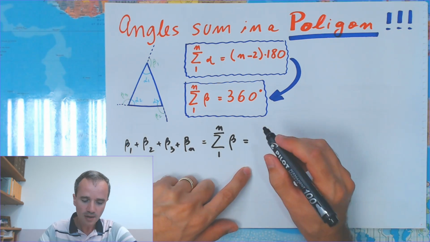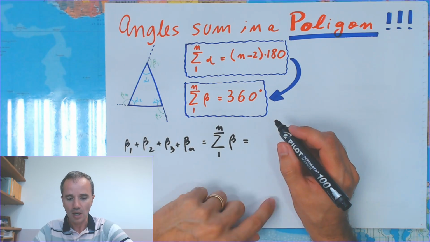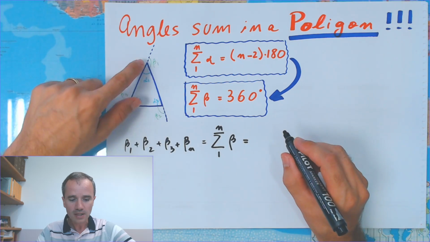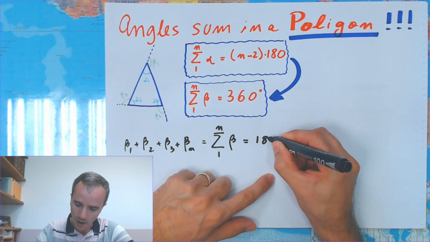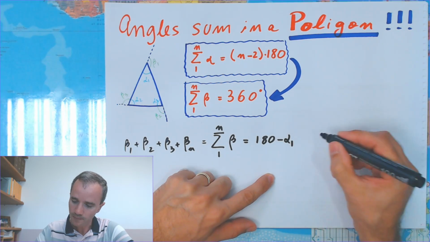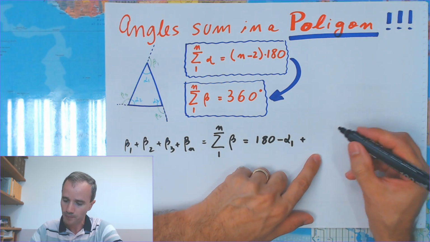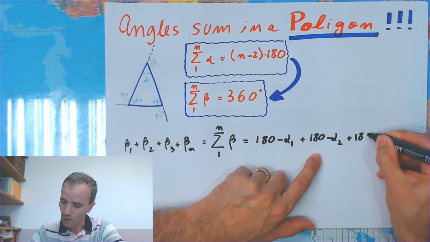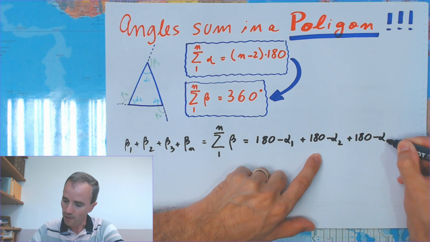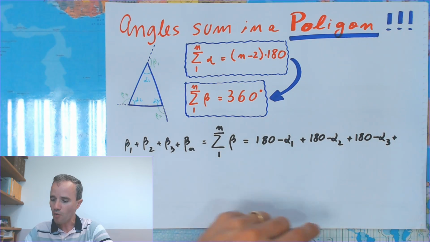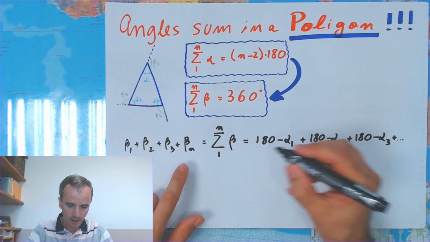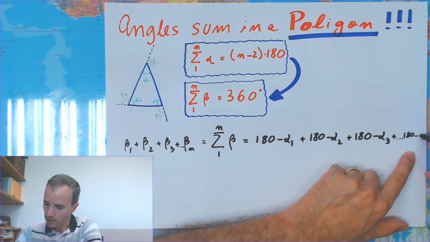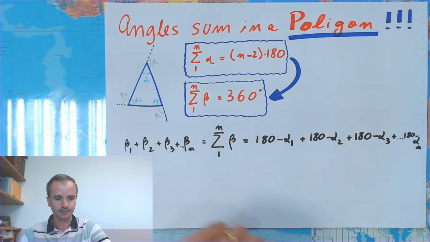And what's that going to be? Beta 1, beta 2, beta 3, beta n. But what is beta? Let's try to put beta in terms of alpha. Beta 1 is 180 minus alpha 1, plus beta 2, which is 180 minus alpha 2, beta 3, 180 minus alpha 3, and of course all the way down to 180 minus alpha n.